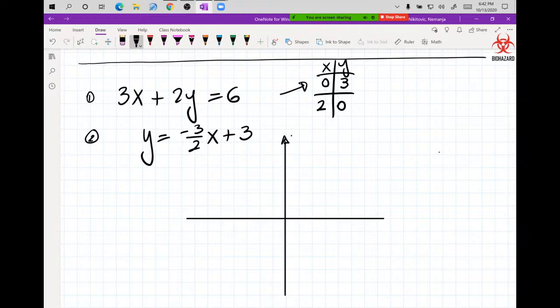So let's see. I go and put y equals 3 and x equals 2, and we connect these two using the straight line. And then when you take a look at the second equation, you see that you have the y-intercept of 3. So let's graph the second equation red.